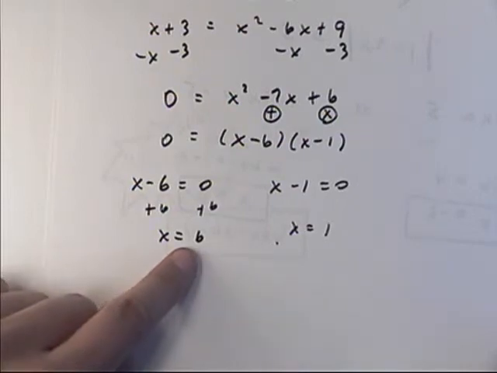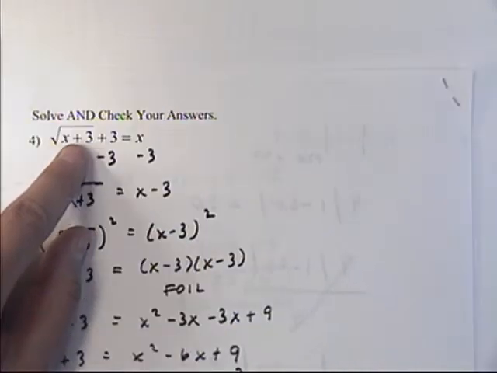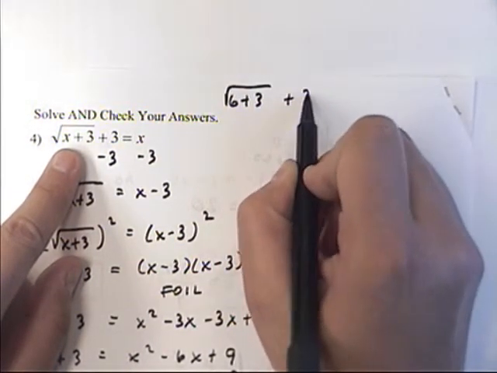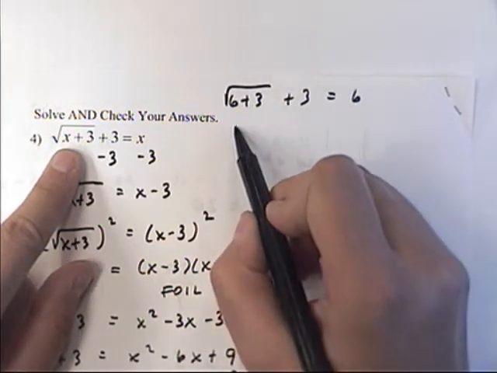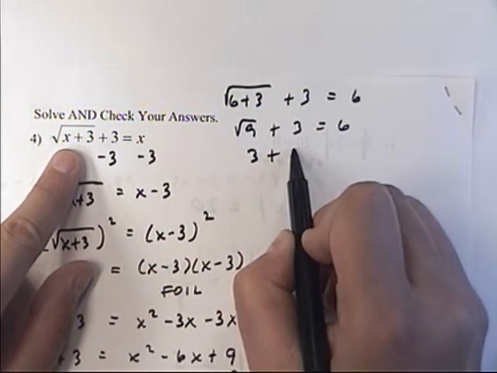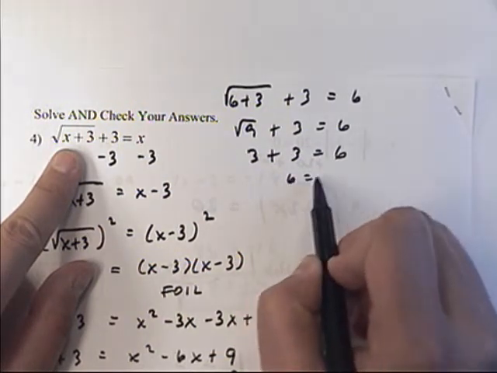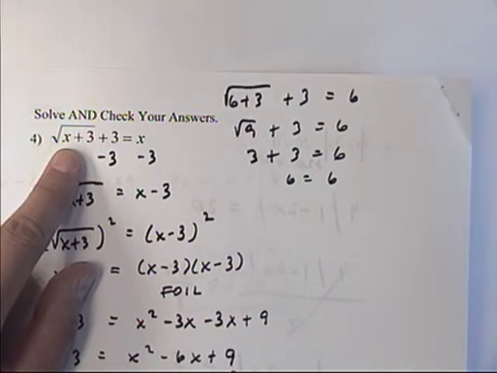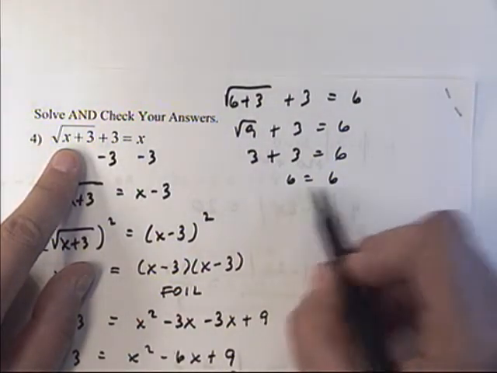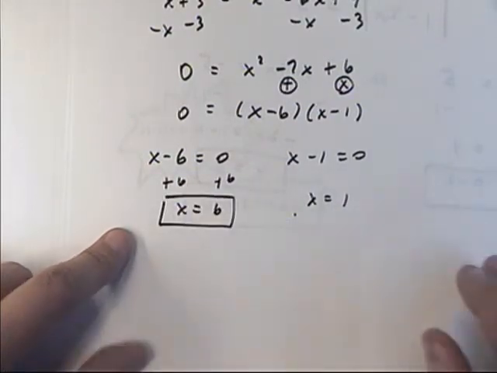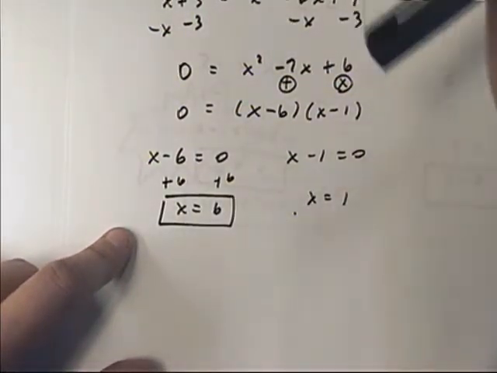We're going to check to see if 6 could work. Can 6 work? Let's see. If x is 6, that would be the square root of 6 plus 3 equals 6. Is that true? Is the square root of 9 plus 3 equal to 6? Is 3 plus 3 equals 6? Yes, 6 equals 6. So the answer, x equals 6, works. It gives you a true statement. That's yes. So I'm going to put a box around my x equals 6. That's a workable answer.